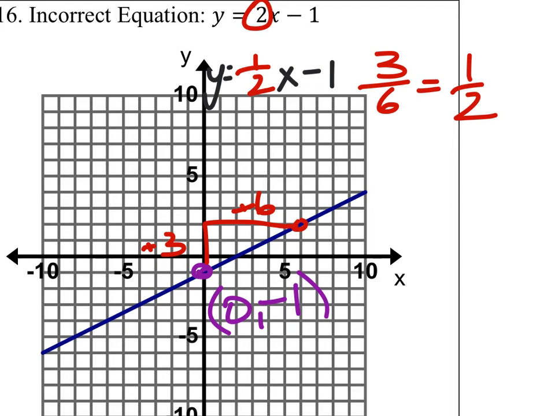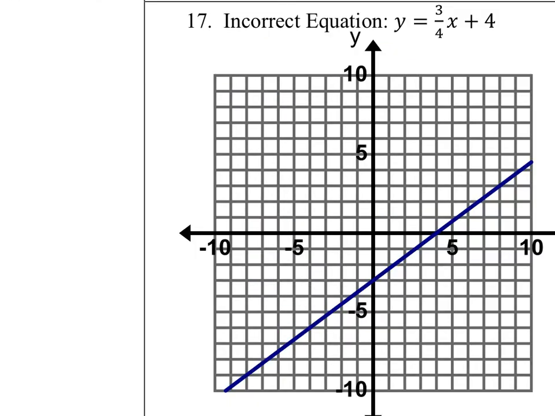The slope was all wrong. They did run over rise when it should be rise over run. Remember, these are things you should not do if you want to get a 3 or 4 on the test. Tanner will explain what happened with this equation.